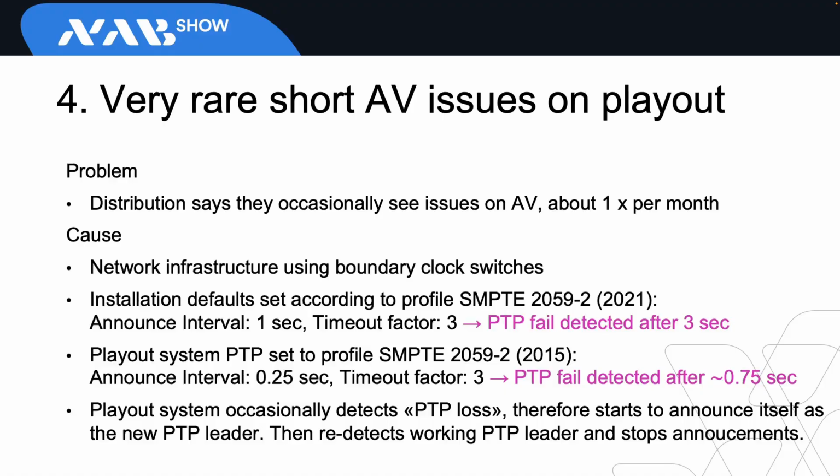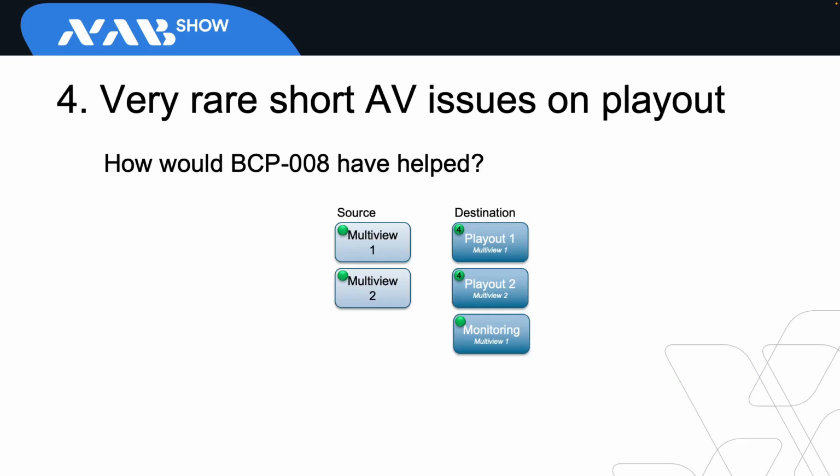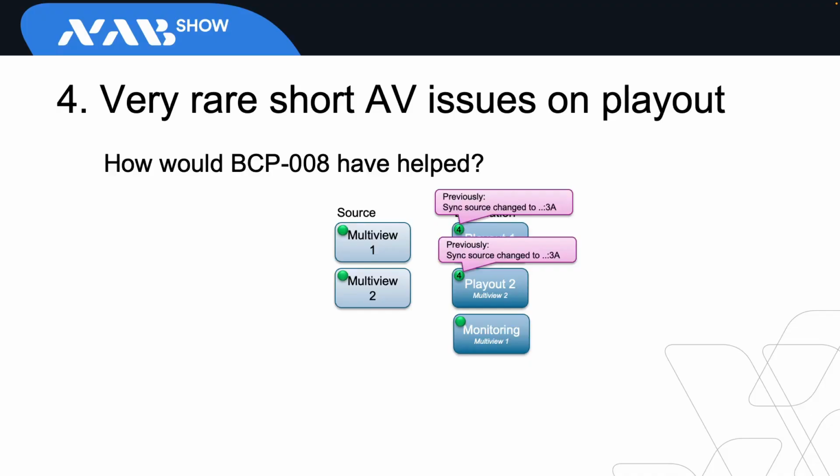So in this case, it was actually pretty tricky, but funny enough, this would also show up on BCP-008. It would look something like this. On the playout, on the right-hand side, you have a counter. In this case, it's 4. So 4 times something happens. I don't know yet what it is. So I hover over it with the mouse, and then there is something like this: Previously, there was a sync source change to something ending on 3A. It's a grandmaster identity, probably. So, okay, I see that on 2 of my receivers here. And then I can go to the details and I find that out as well.